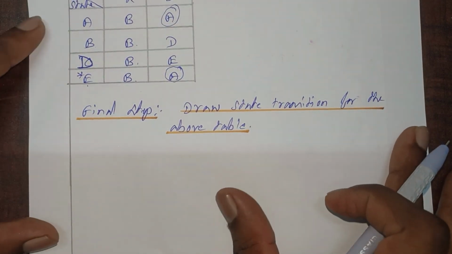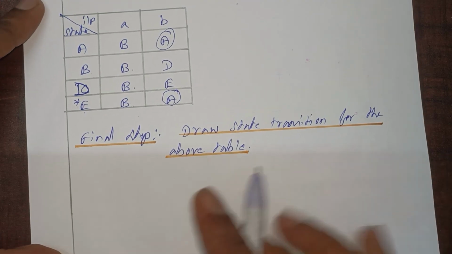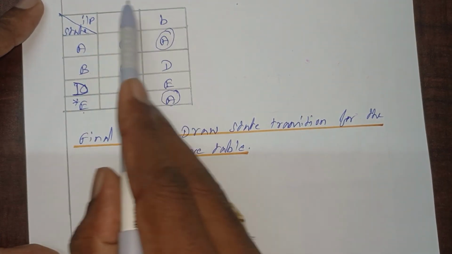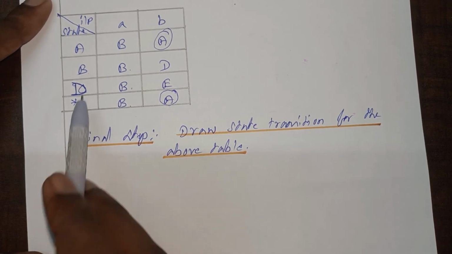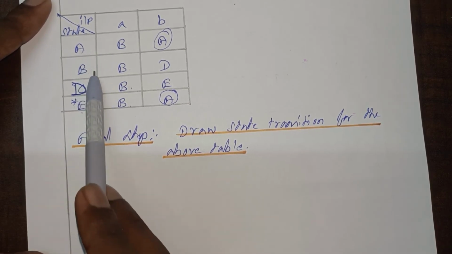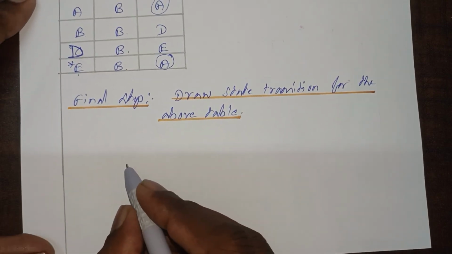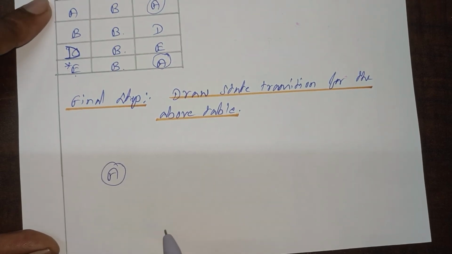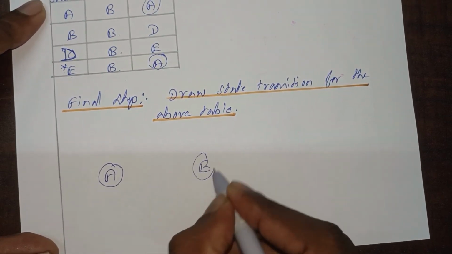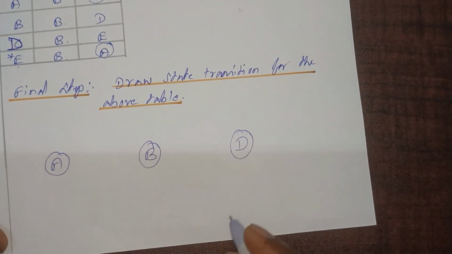I'm going to draw the last state transition diagram, the minimized DFA, using this minimized state transition table. What states do we have? A, B, D and E. In whichever structure is comfortable for you, you can draw it that way. So I am drawing it this way. You can see A is the starting state, B is the next state, D is another state, followed by E.